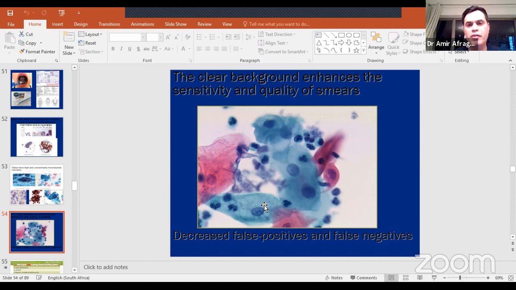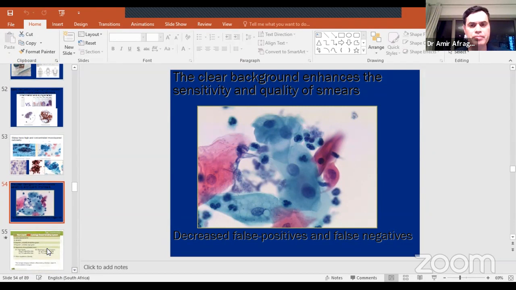Here is an example of reactive cells that have vacuolated cytoplasm. You can see the background is quite nice and clean. The number of inflammatory cells has been reduced quite significantly. So it's quite pleasant for the pathologist to examine liquid-based preparations.